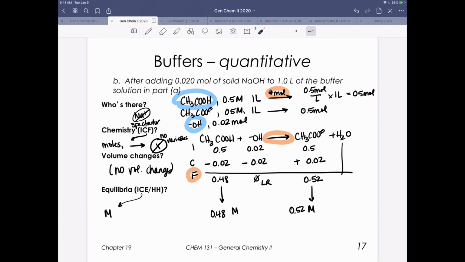So pause the video if you want to try that on your own, or let it play if you want to see the worked out solution.